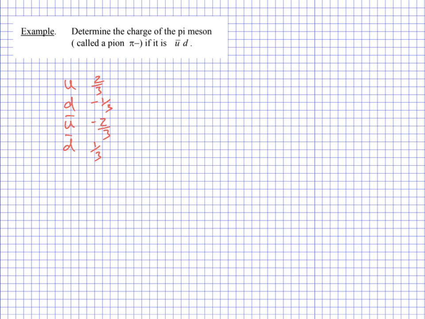So in this case, we have an anti-up. So the anti-up is negative 2/3 of an elementary charge, plus the down, which is a negative 1/3 of the elementary charge. So this is going to be, sorry, just rewrite this, pi meson. Okay, so the pi meson, or the pion, is negative 3 over 3 elementary charges. Oops, should have put that inside. Elementary charge, which of course is negative 1 elementary charge.